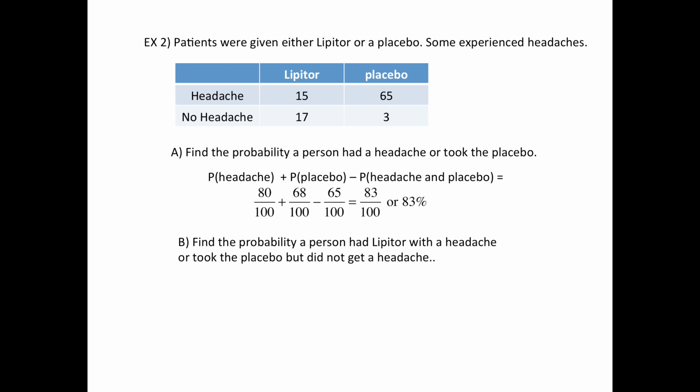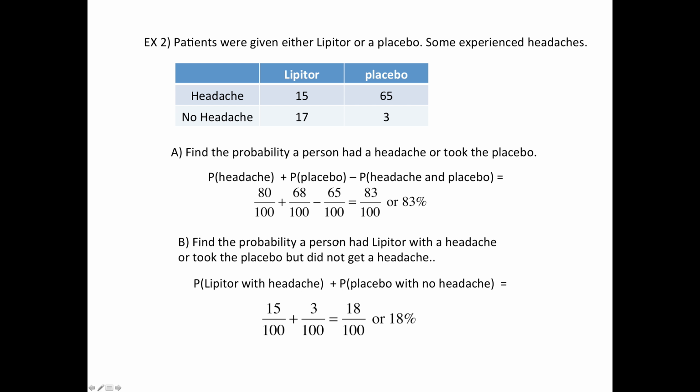From the same table, find the probability a person had Lipitor with a headache. So I would pause right there and figure out what that means. Lipitor with a headache. So that's actually these 15 people. So that's the first one. Or they took the placebo, but they did not get a headache. So that's these, they took the placebo and did not get a headache. So that's these 3. So in this case, there is no overlap. These two are distinct. It's either these 15 people or these 3. So we just need to do the two separately. So the 15 out of 100, the 3 out of 100 makes 18 out of 100, or 18%.